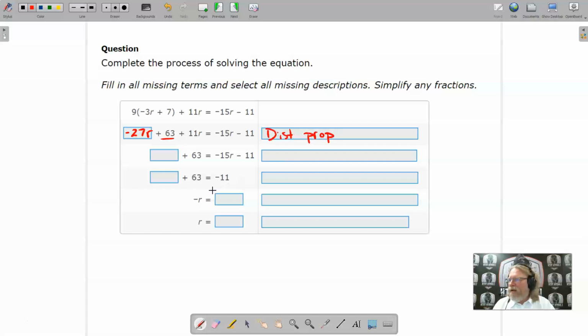Next, it looks like we're probably going to combine like terms. Right here, we have negative 27r and a positive 11r. So we're going to add those together. Negative 27 plus 11. So we're adding a positive and negative number. So we're actually going to take 27 and subtract 11. And 6 and 1, right? So it's 16, and since the negative 27 has a greater absolute value, and it's negative, we're going to make our answer negative. So it's a negative 16r.